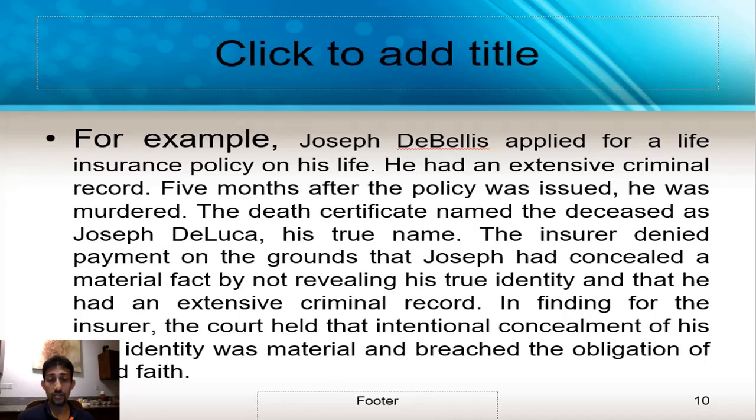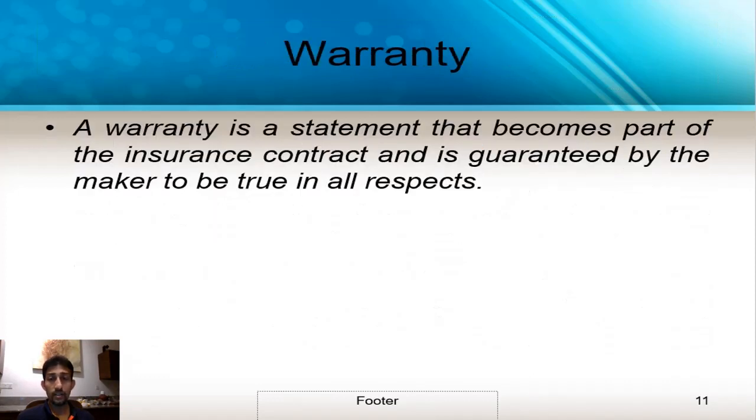In finding for the insurer, the court held that the intentional concealment of his true identity was material and breached the obligation of good faith. So it's a good example for us to understand how the doctrine of concealment affects the insurance policy. This is another doctrine where we see warranties. It is a statement that becomes part of an insurance contract and is guaranteed by the maker to be true in all respects.